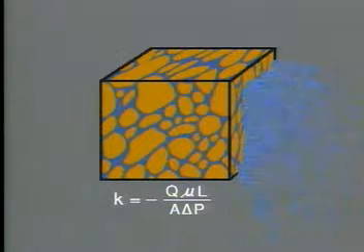Therefore, the permeability is 1 darcy when 1 cubic centimeter of fluid flows in 1 second through a medium that is 1 square centimeter in cross-sectional area and 1 centimeter in length, under a pressure differential of 1 atmosphere per centimeter, where the fluid has a viscosity of 1 centipoise.